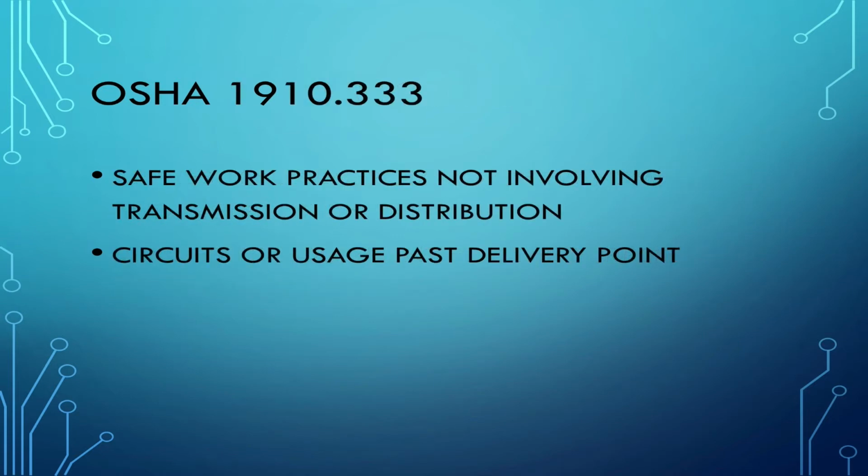OSHA 1910.333 is safe work practices not involving transmission or distribution circuits or usage past the delivery point. We as an electric utility, municipal or cooperative, most times have the weatherhead or meter base as far as we go. If we go any further than that, I want you to use great care and be extremely careful of the actions we take past our delivery point. Most people have guidelines talking about that, so let's just be sure that we know exactly what we're getting into if we ever decide to go past our delivery point.